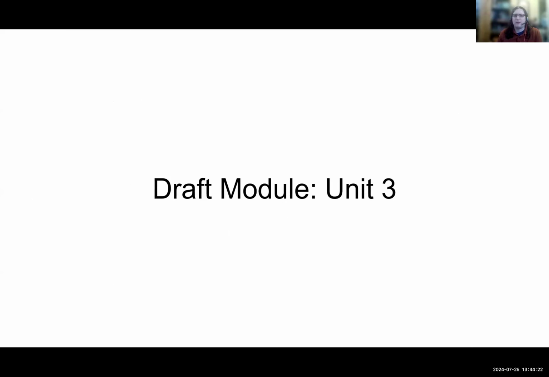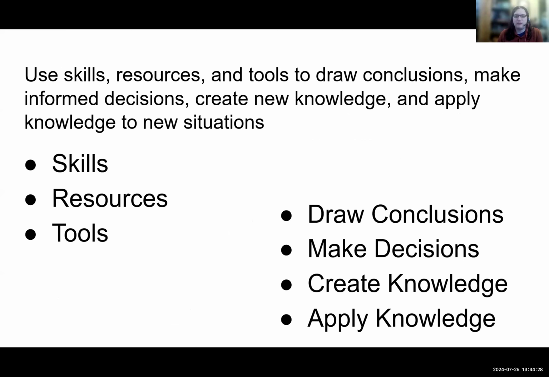Let's take a look at where we are in the process. So here's a look at the draft module of the middle and high school versions of Unit 3. At this point, teachers will already have worked through Unit 1, which focuses on inquiry and search, as well as Unit 2, which focuses on close reading and interpreting the source's formal elements. So now it's time to dig into the lateral reading and the synthesis of sources to create new knowledge.